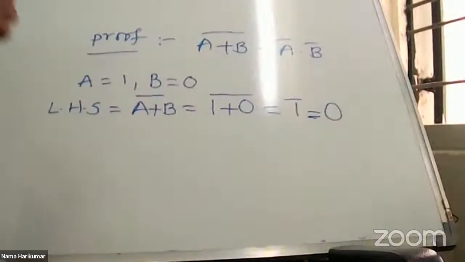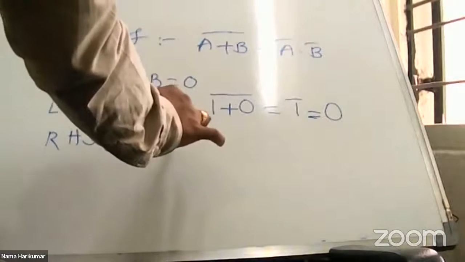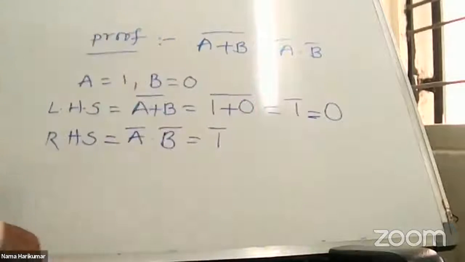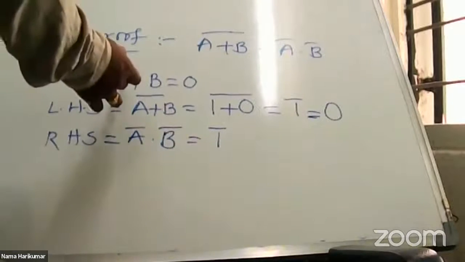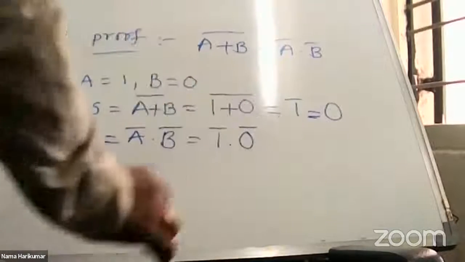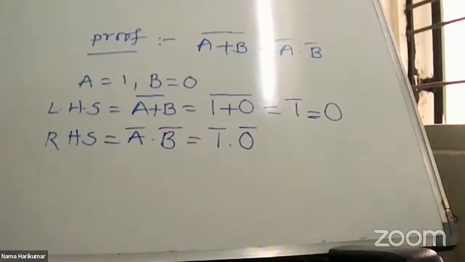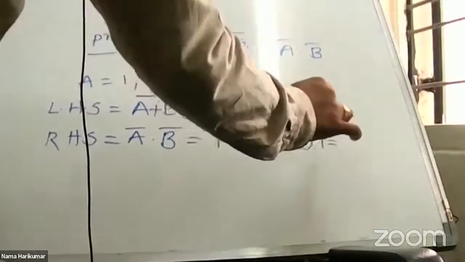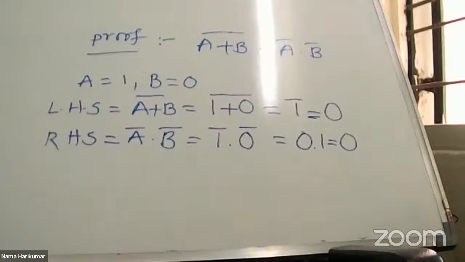The next one is the RHS value. The RHS value is A complement and B complement product. A complement is 1 complement, in place of A you put 1, which gives 0. B complement is 0 complement, which is 1. 0 into 1 is 0. So the LHS and RHS values are both 0.